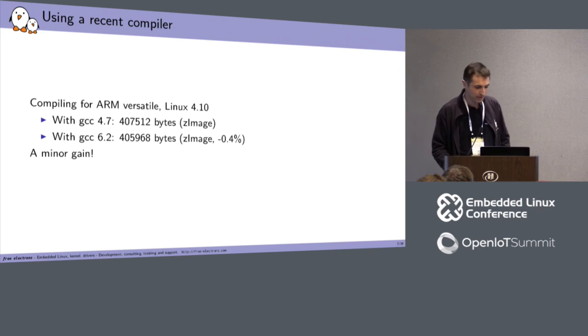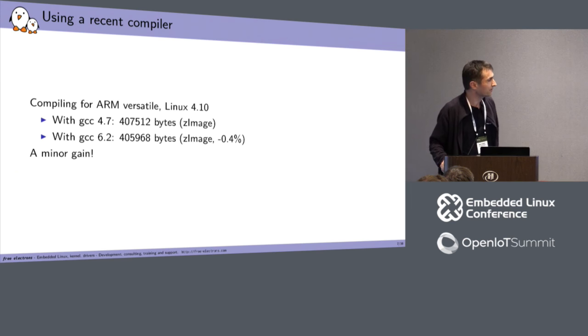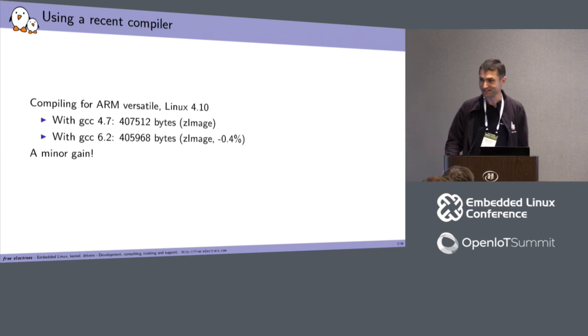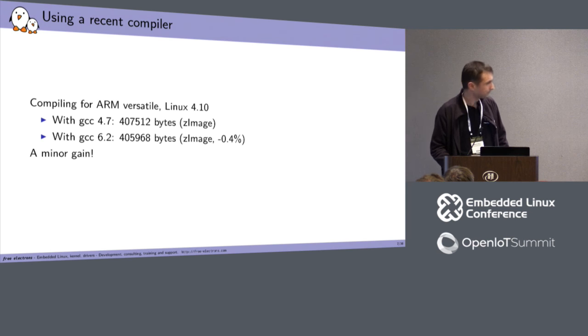I also made a quick check to see the impact of using a more recent compiler on size. I did that on ARM, on a board that I booted. Between GCC 4.7 and 6.2, there isn't much change in terms of the optimization power. It just saved 0.4% in kernel size. So it's not so much. Don't expect too much from GCC. It's already doing a pretty good job.